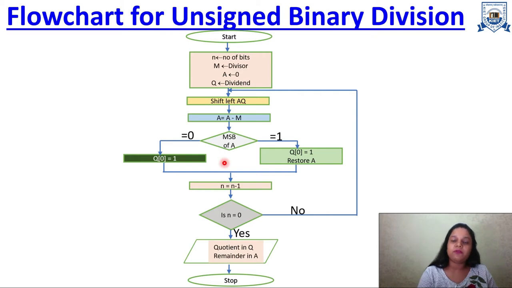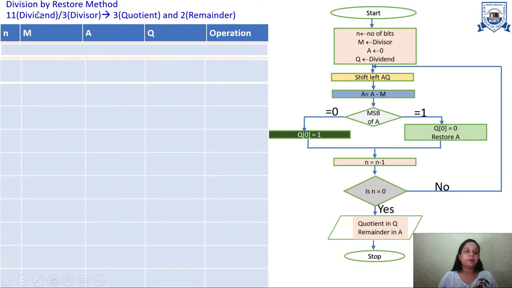So let's see the first example for this. Now we will learn one example of division by the restoring method. We are taking the example 11 divided by 3, where 11 is the dividend, 3 is the divisor, and 3 will be the quotient, because you know this simple division. So 3 will be the quotient and 2 will be the remainder.